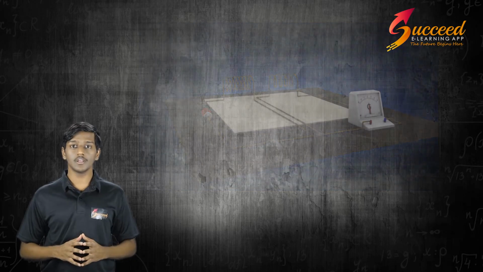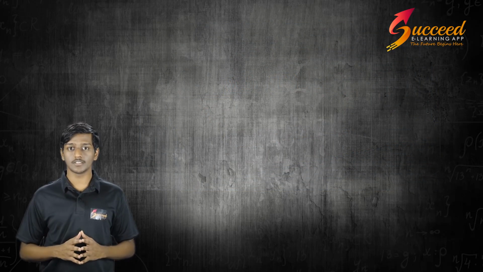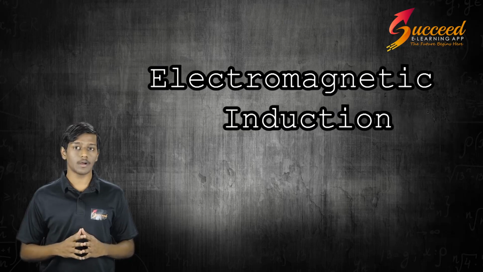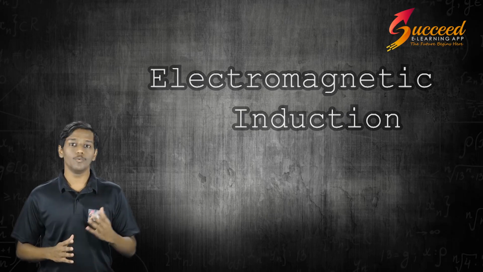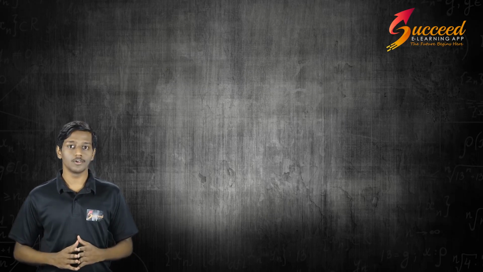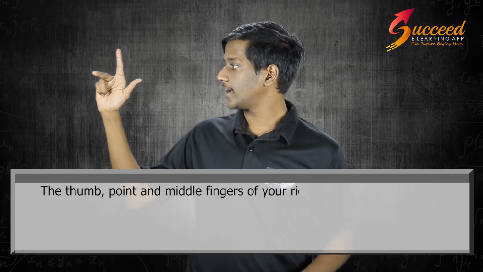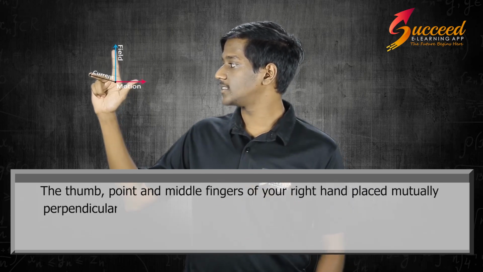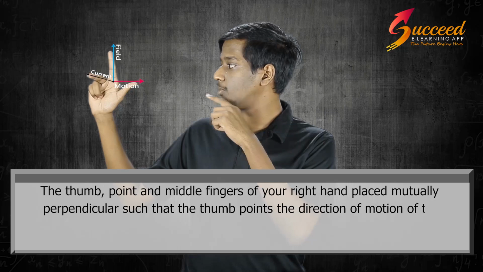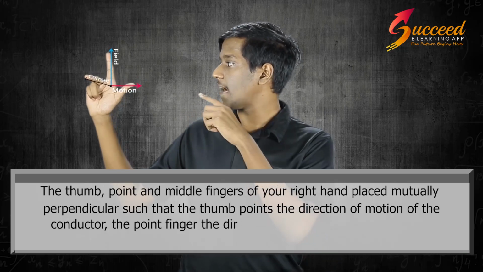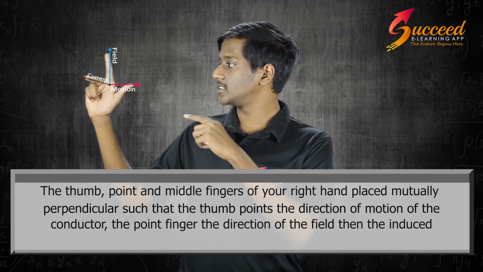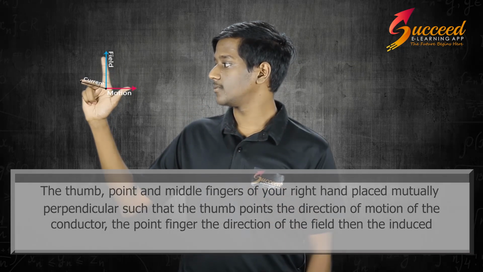The process of inducing current in a coil by changing the flux in another coil is called electromagnetic induction. We know current is induced in coil 2. To find the direction of current, we use Fleming's right-hand rule. Fleming's right-hand rule states that if the thumb, forefinger and middle finger of your right hand are placed mutually perpendicular such that the thumb points in the direction of motion of the conductor and the forefinger in the direction of the field, then the induced current is in the direction of your middle finger.